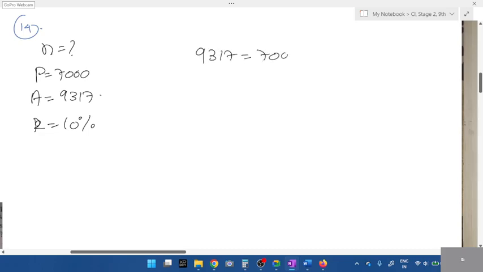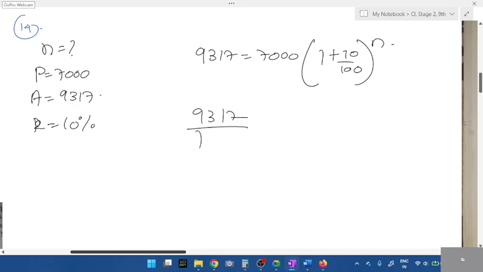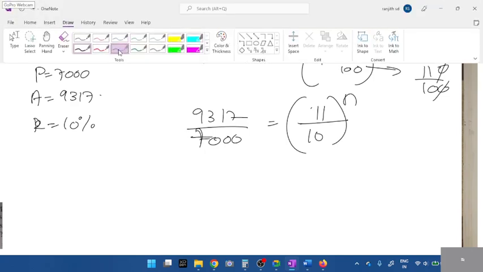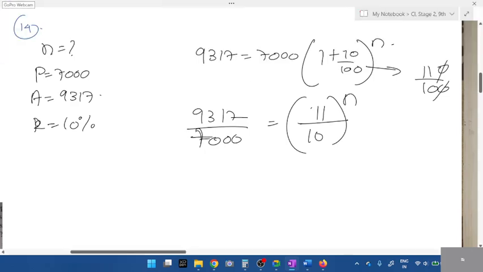9317 is, so concentrate. When I'm teaching, don't write it, students. Here what you'll get for LCM if you reduce 11 by 10. So remember, when you're finding time period question, don't use decimal. Never use decimal. Let it be in fraction.